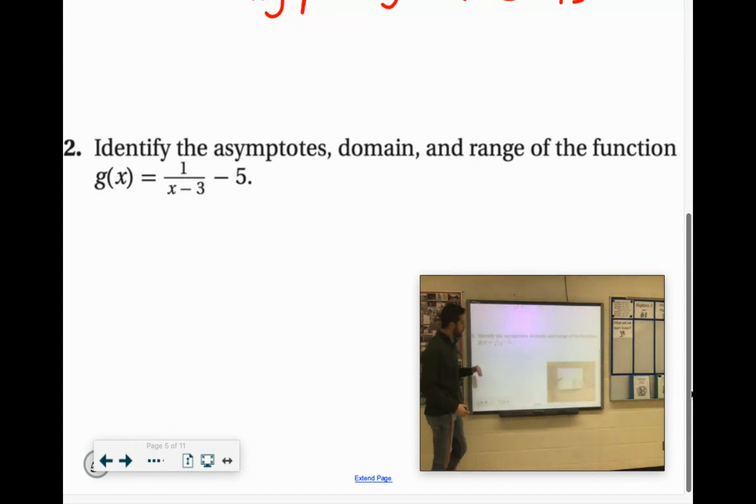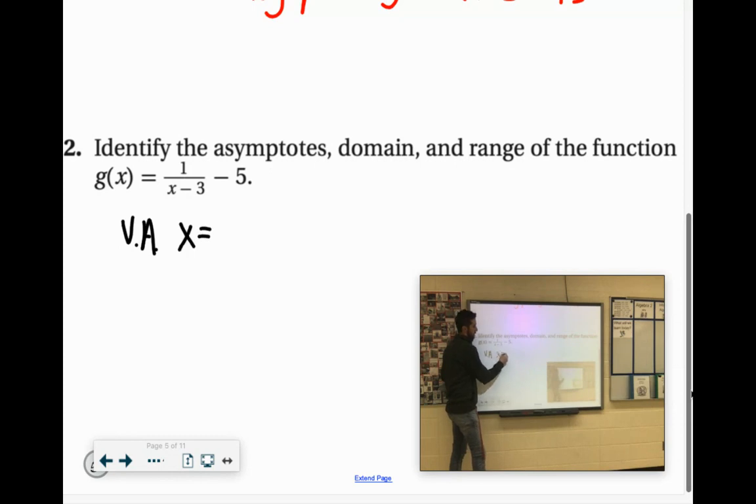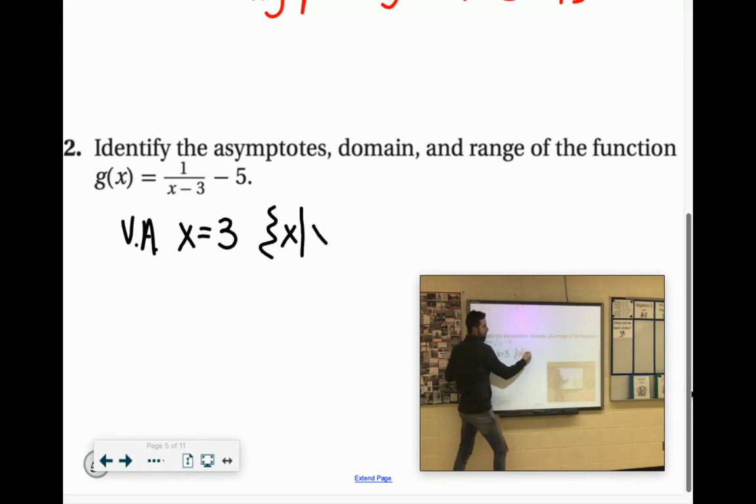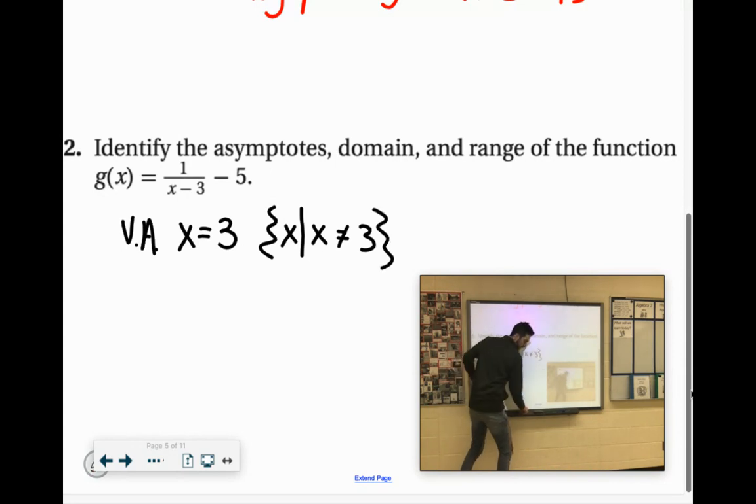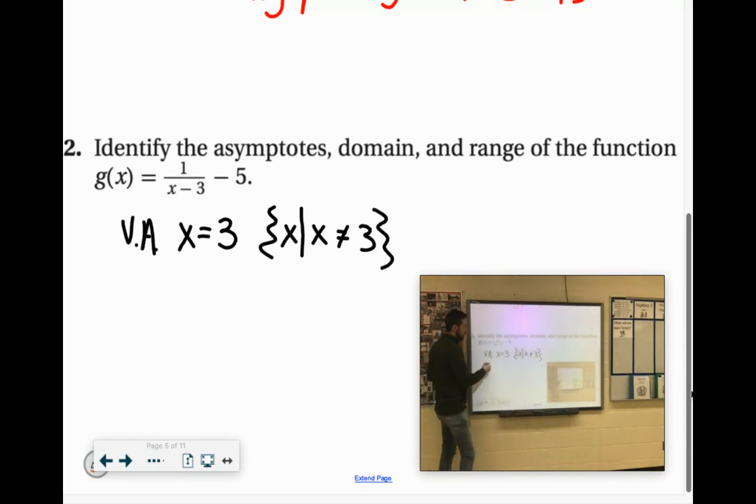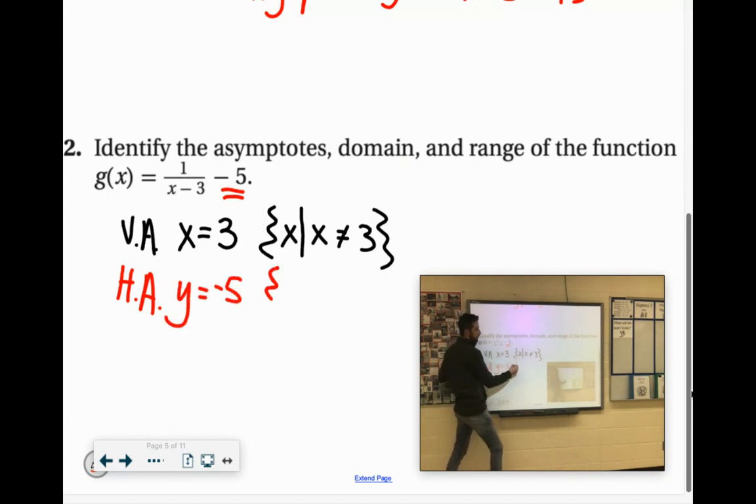All right, this minus 3 is the vertical asymptote. We'll just call it the VA. It is at x equals 3, and that's saying x such that x is not equal to 3. It can be everything else. The horizontal asymptote is with that negative 5 there. The HA is at y equals negative 5. And we will say the range is y such that y is not equal to negative 5.